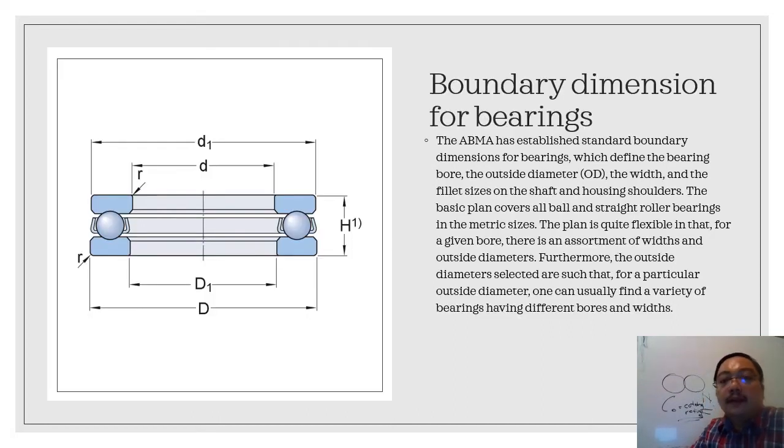And then boundary dimension for bearings. The ABMA, Association Bearing Manufacturers America, standard has established boundary dimensions for bearings, which define the bearing bore, the outer diameter, the width, the fillet size, and the shaft and the housing shoulders. You can read all the statements. Meaning that, as I already said, the bearing comes from the company, and you have to design your parts accordingly. You have to design the shaft to fit the bearing, not the bearing fit you.